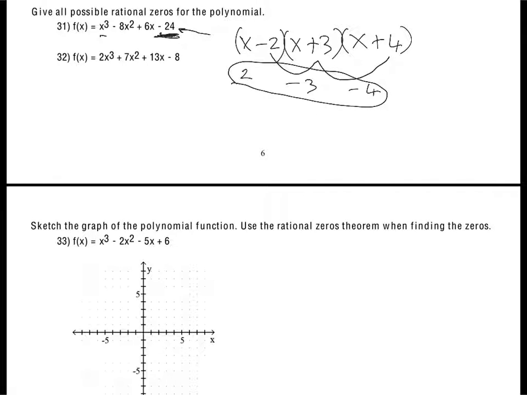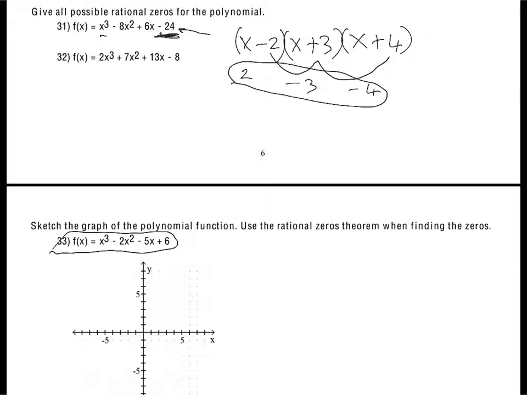There's no point in using a 7. 1 will work, 2 will work, 3 will work, 4. I mean, 24 has plenty of factors, but that's just an idea of what to use in synthetic division if you're not sure where to start. And what I'm going to do is I'm actually going to do fully question 33.